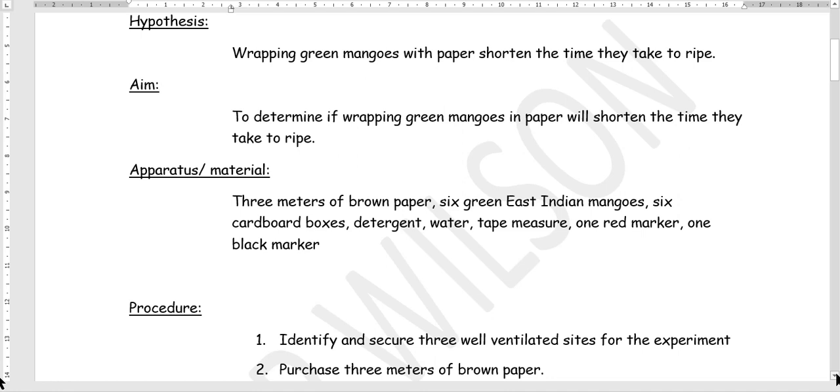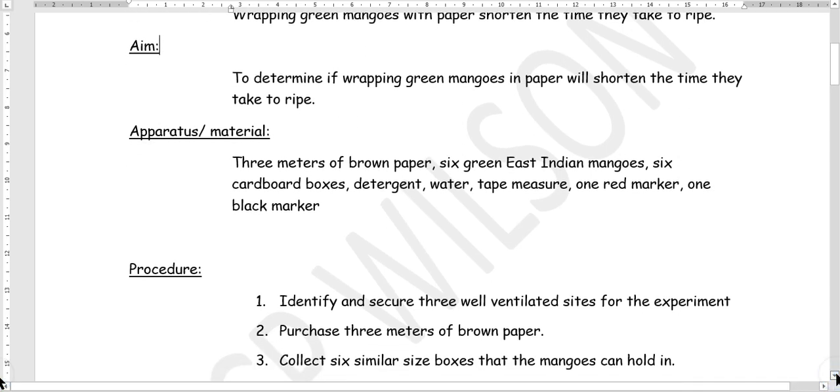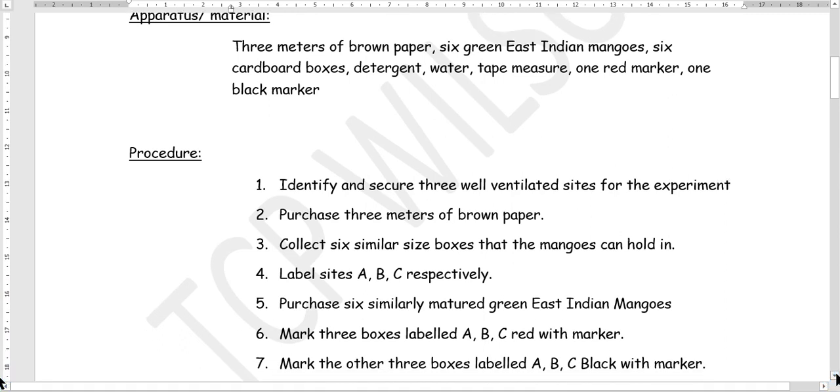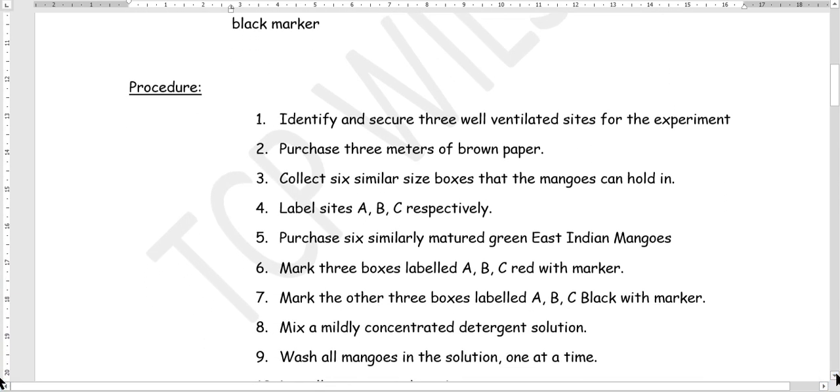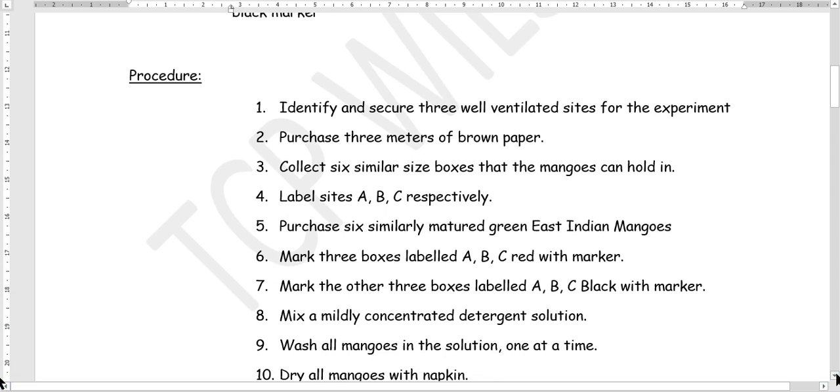Then we have apparatus and material. And apparatus and material is pretty much a list of equipment which could be scientific or otherwise, and the material is pretty much a list of items not including apparatus nor reagent that is used in the experiment. And there we had the apparatus and material on the screen for this particular lab.